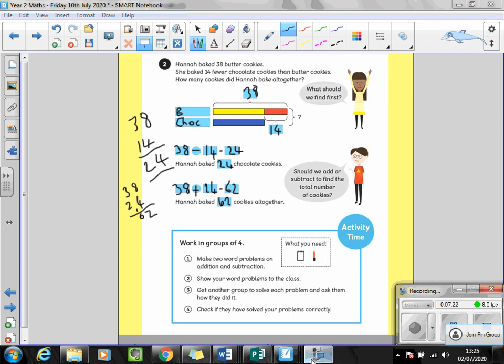Swap over and get your adult or your big brother or sister to write you an addition word problem and a subtraction word problem to practice these skills.